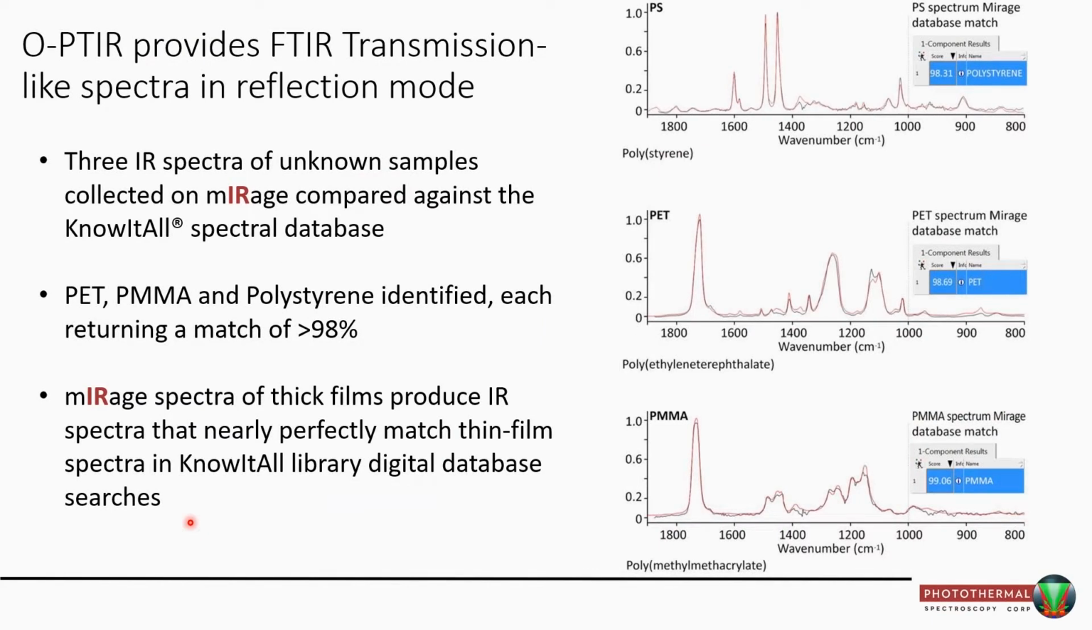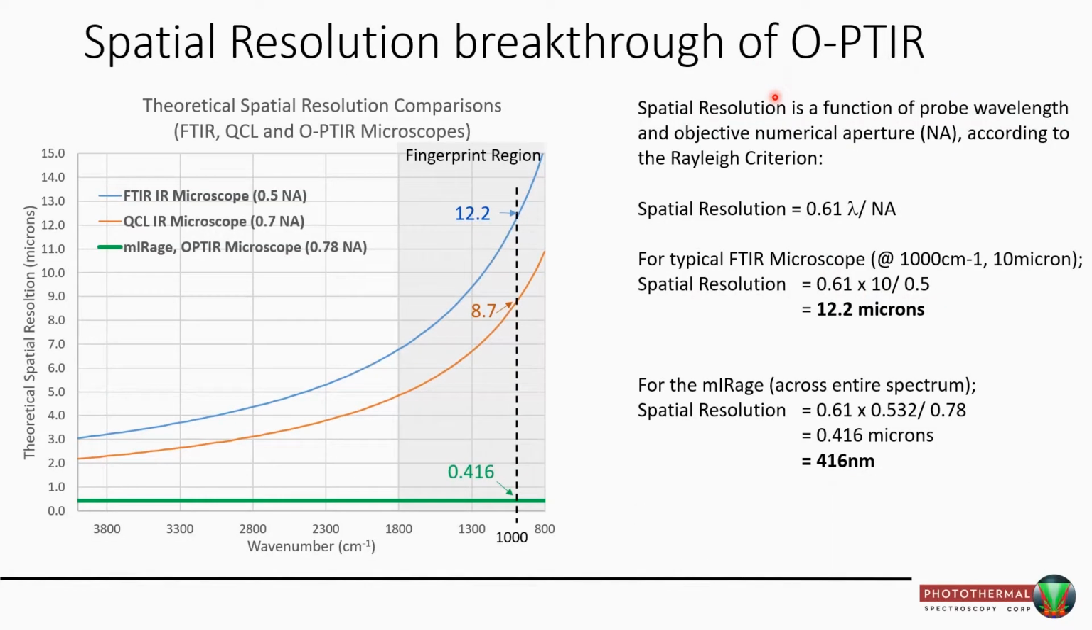Just to prove to you that the reflection-based spectra we collect with O-PTIR are equivalent to FTIR transmission spectra, here are some comparisons. The red spectrum in the upper right is polystyrene from the library, black is from O-PTIR, so that's considered a perfect match. Same with PET and PMMA. It's worthwhile pointing out that the black O-PTIR spectra were collected on a thick block, probably a few millimeters, and the red spectra were all off thin sections measured in transmission. So they are really equivalent.